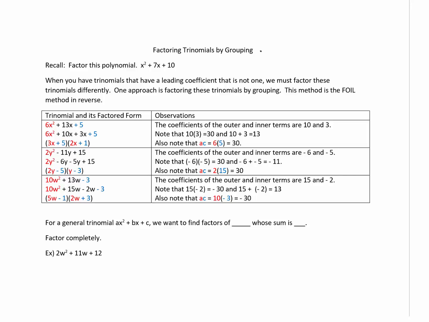In this video, we're going to talk about factoring trinomials by grouping. So recall, factor this polynomial. I want to find factors of 10, which is a constant, that add up to be 7. Well, 2 times 5 is 10, and 2 plus 5 is 7. So I can factor it as x plus 2 times x plus 5.